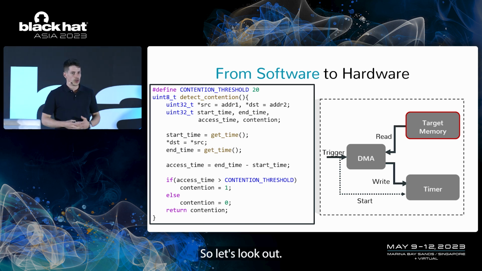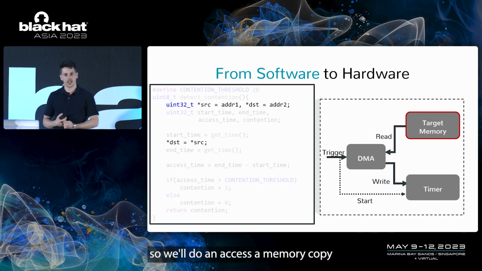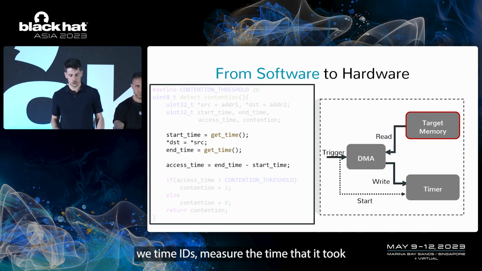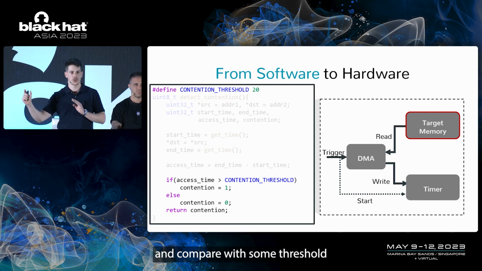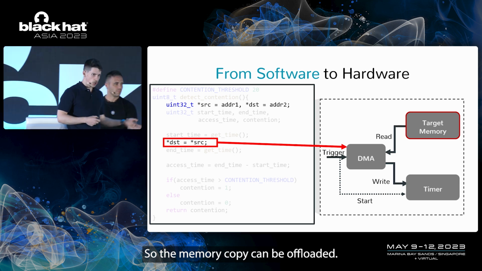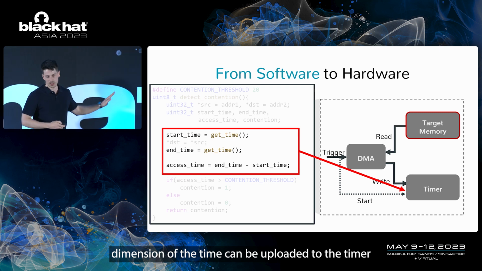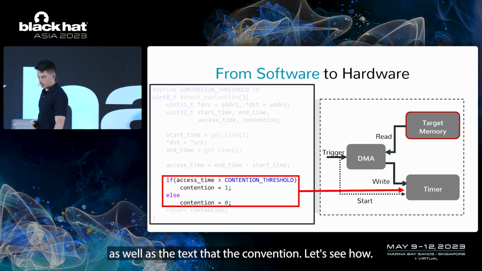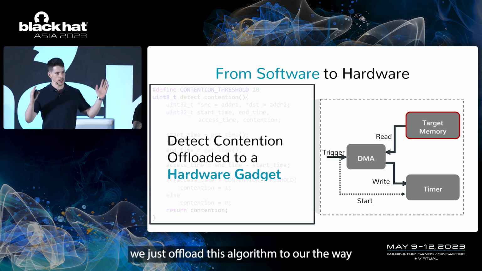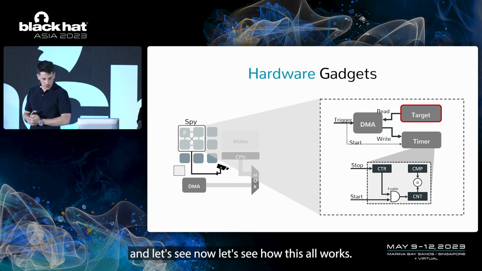So let's look at how we would do a detect contention in software. We do an access, a memory copy. We time it, measure the time that it took, and compare with some threshold to see if there was contention or not. The memory copy can be offloaded to the DMA. The timing can be offloaded to the timer, as well as the detect contention. With this, we just offload this algorithm to hardware. And let's see how this all works.